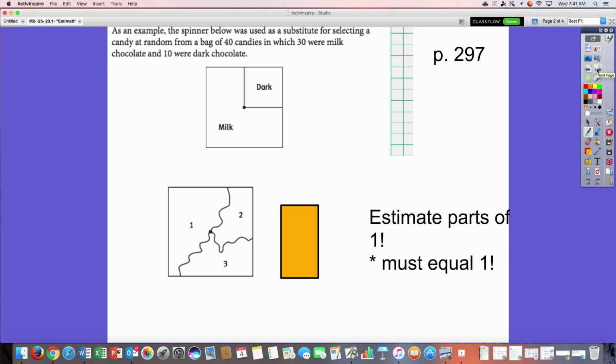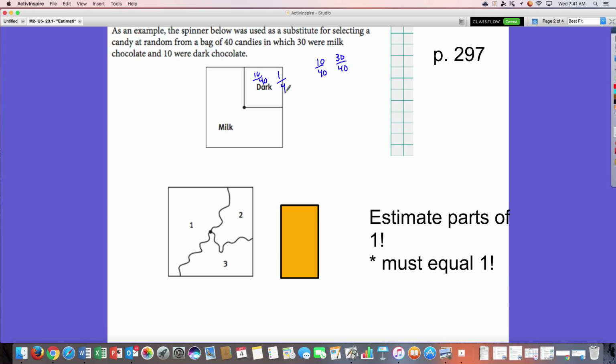I'm going to go over the first example that says, as an example, a spinner below was used to substitute for selecting a random bag of 40 candies in which 30 were milk chocolate and 10 were dark chocolate. Well, since I know my fractions, I've got 10 over 40, and I also have 30 over 40. I could draw this picture to simulate that. This would be the 10 over 40, or we know how to reduce fractions, 1/4, or you could say 25%, and this is the 30 over 40, or we could say 3/4, or 75%.